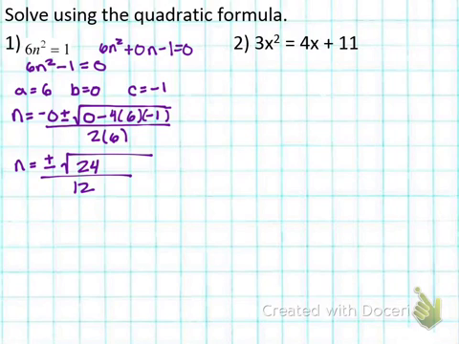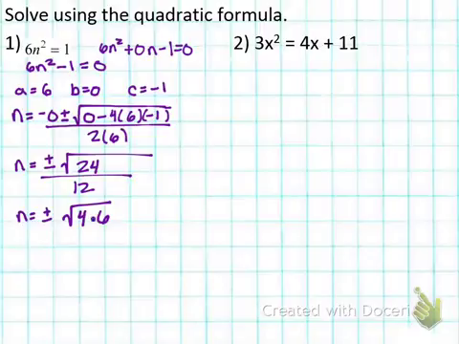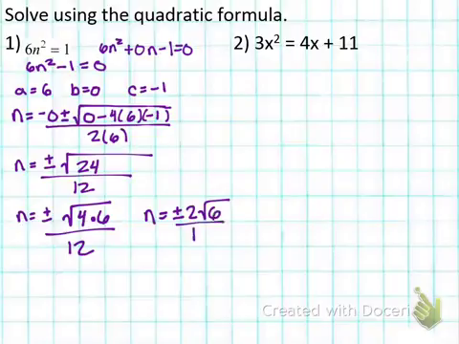Okay, the square root of 24 I can rewrite as the square root of 4 times 6, still over 12. I did that because the 4 here is a perfect square, so I can bring that out as a 2. So this is just n equals plus or minus 2 root 6 over 12.